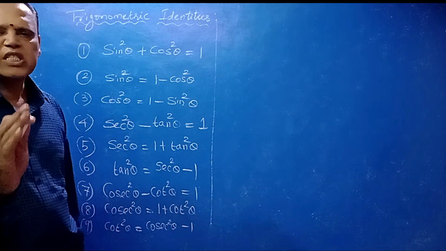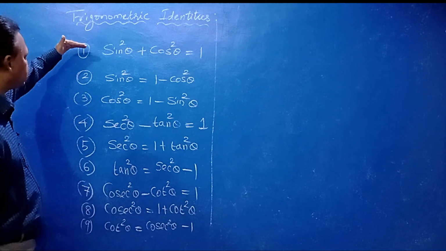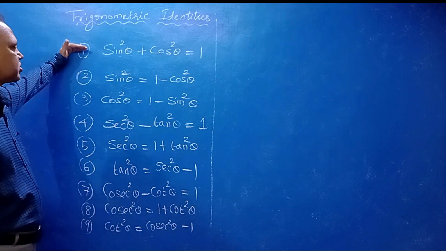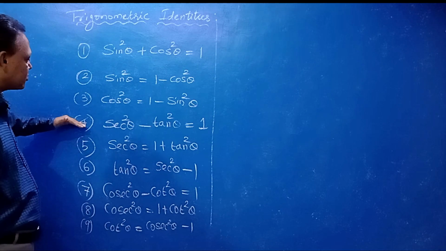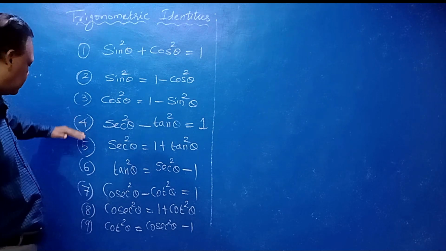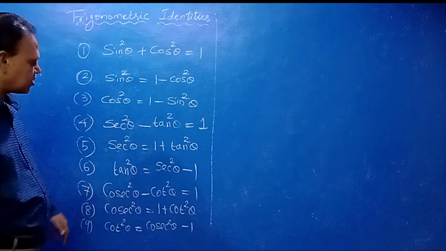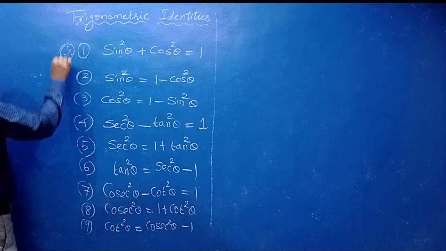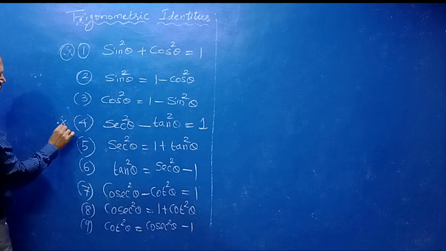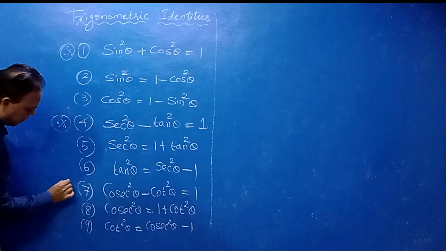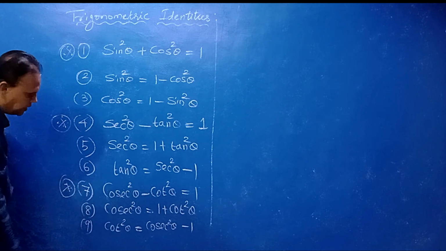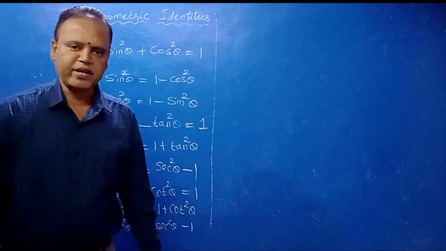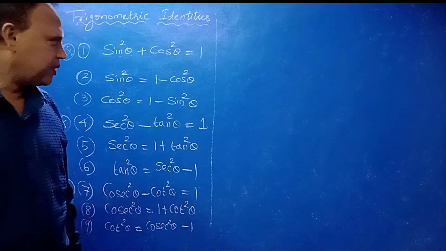So very simple, 3 identities remember: sin square theta plus cos square theta equal to 1, secant square theta minus tan square theta equal to 1, then cosecant square theta minus cot square theta equal to 1. These 3 you remember means easily you can write other things. These 3 are very important identities, so always remember.